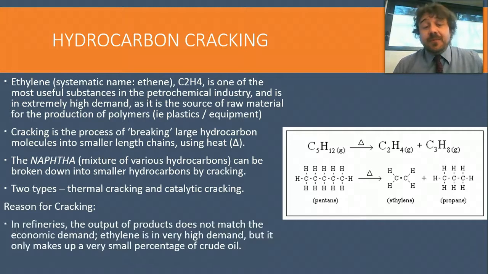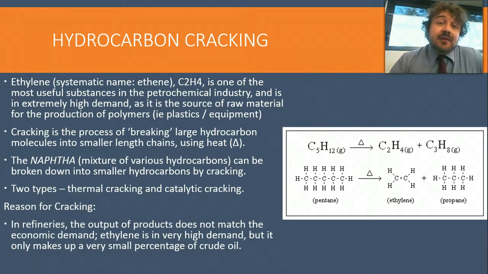So why would we do it? Basically, the output of chemicals does not match the demand. Ethylene is super highly in demand, but ethane, which is the closest derivative to it, is in a really low percent. It's a very small amount of crude oil.